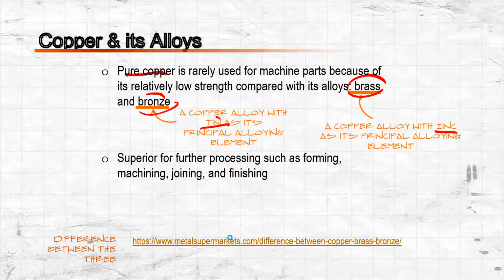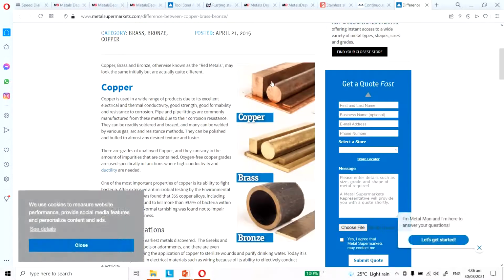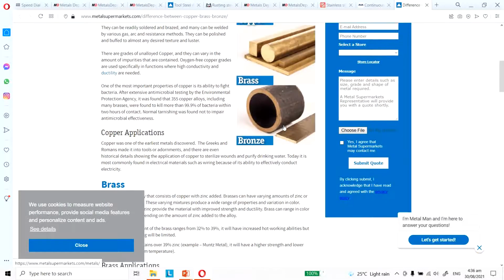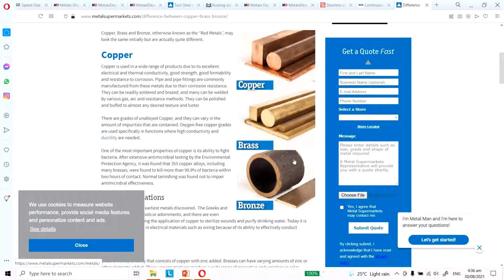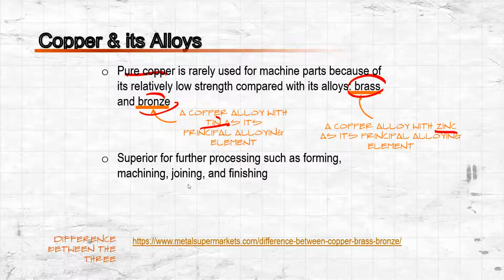Let's check this link right here to see what it looks like. The copper looks something like a reddish brown, the brass is something like yellowish, and this is more brownish, for the bronze. In terms of characteristics, copper has superiority in terms of further processing, such as forming, machining, joining, and finishing.